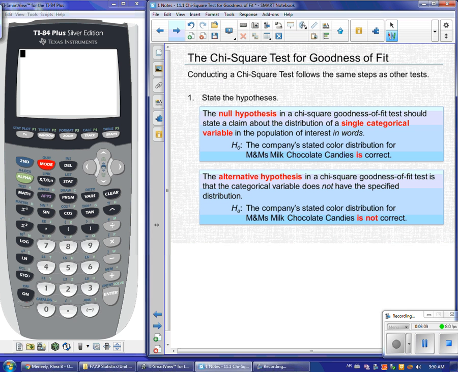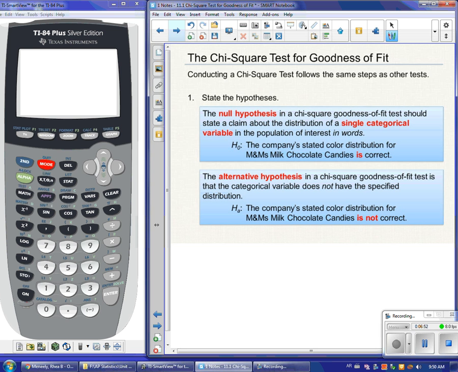Okay, so let's talk about the process of going through this type of test. When you're stating your hypotheses this time, instead of using symbols, we just use words. And it's a lot easier to use words in this case. The null hypothesis in a chi-squared goodness of fit test should state a claim about the population distribution of a single categorical variable. So for example, my null hypothesis would be the company's stated color distribution for M&M's milk chocolate candies is correct. The alternative would be that I think there's something wrong. So my alternative hypothesis, again in words, is that the company's stated color distribution for M&M's milk chocolate candies is not correct.